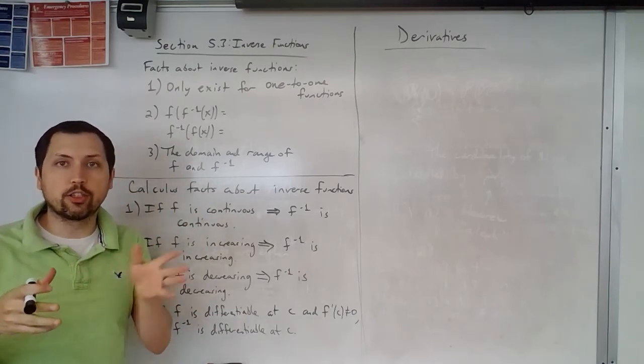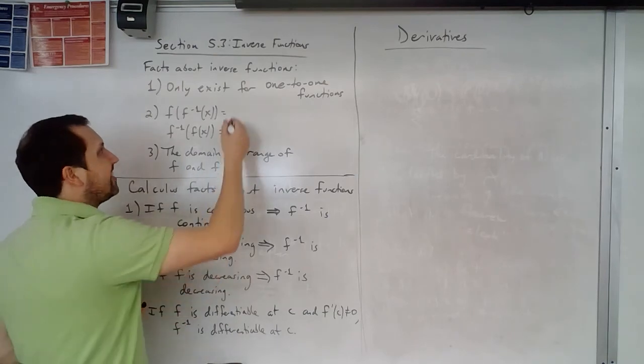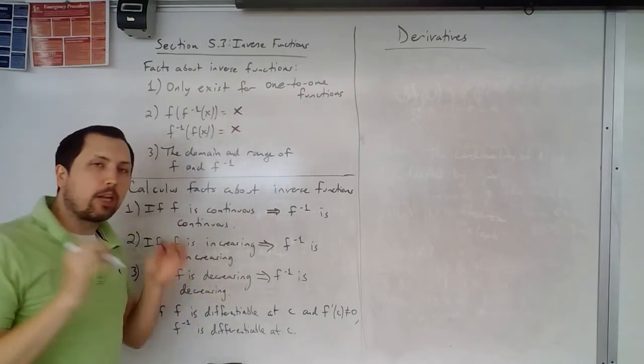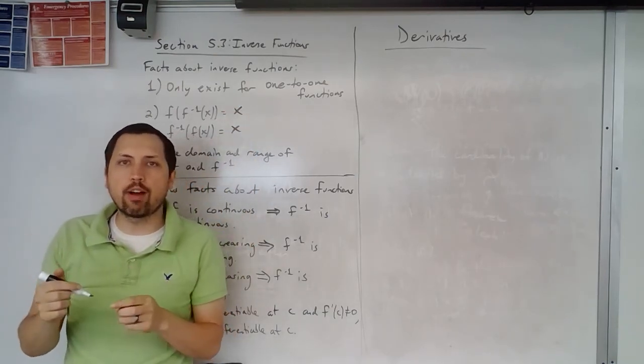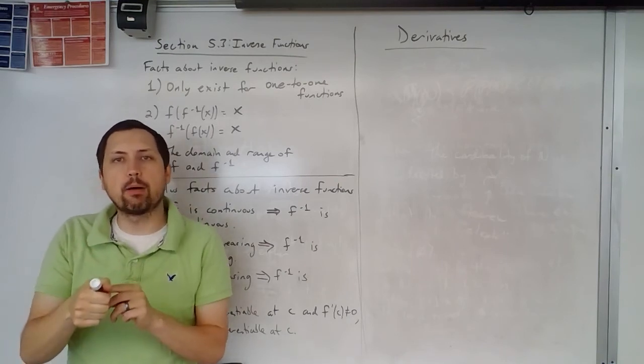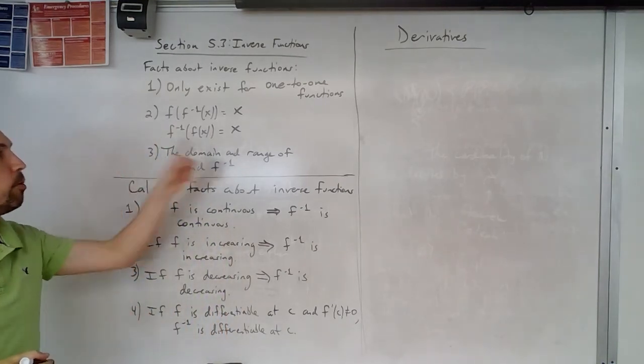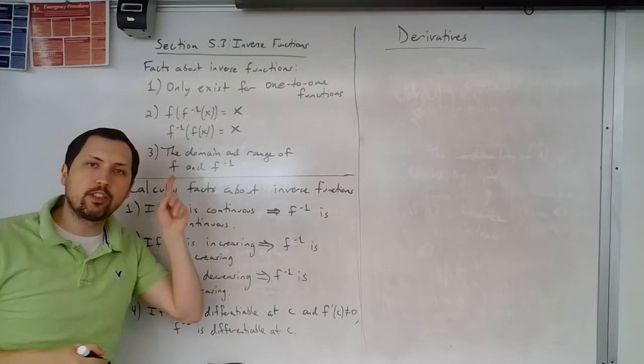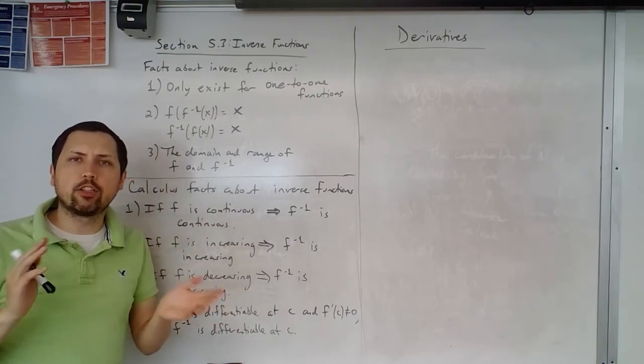Now, the next fact is about what happens if you compose an inverse with its original function. Both ways, you're going to get x. So you can imagine that they basically cancel each other out. So this was the fact about compositions, and then the domain and the range of a function and its inverse. What happens to those two?